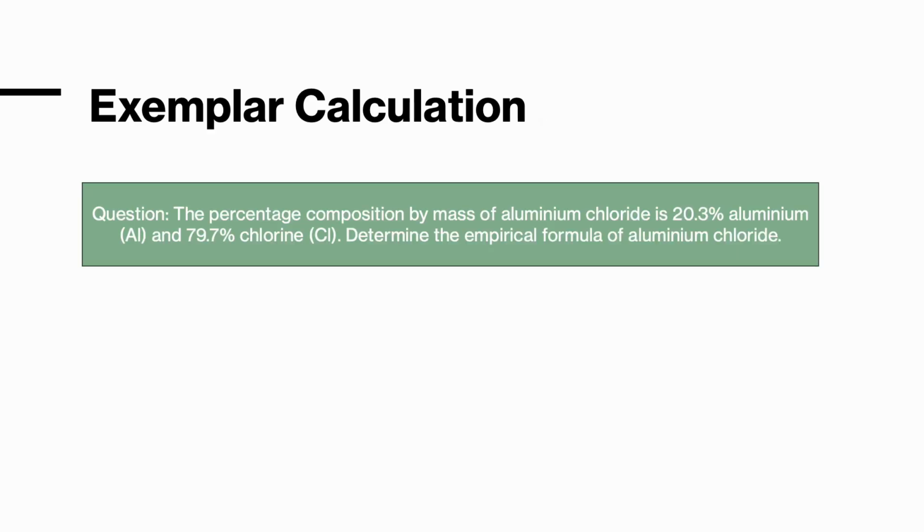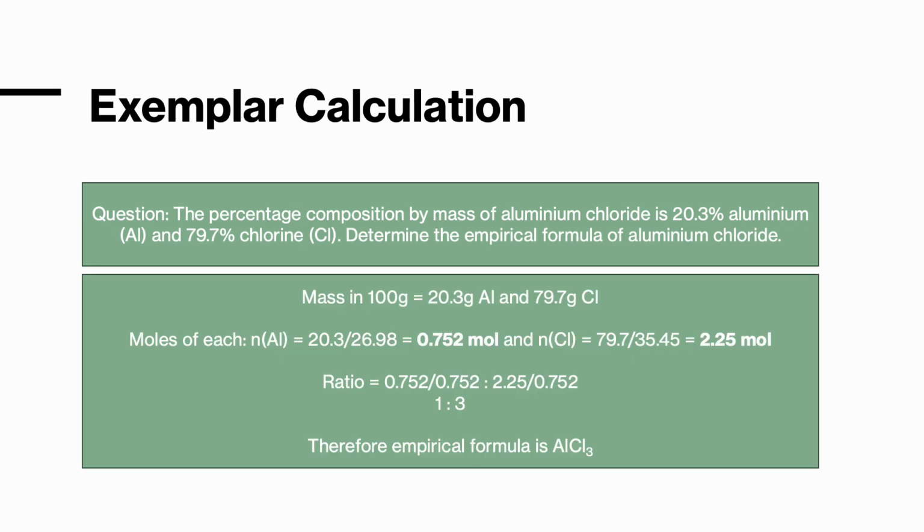So let's do an exemplar calculation. The question states that the percentage composition by mass of aluminum chloride is 20.3% aluminum and 79.7% chlorine. We are asked to determine the empirical formula of aluminum chloride. First we'll find the mass in 100 grams. Using 20.3%, that gives us 20.3 grams. Using 79.7%, that gives us 79.7 grams of aluminum and chlorine, respectively.